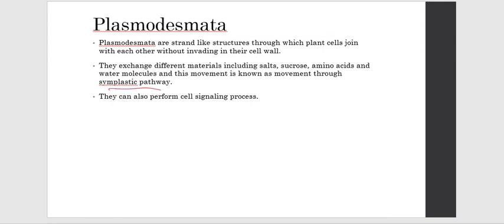The plasmodesmata are not only involved in the transfer of materials from one cell to the other, but they are also involved in the cell signaling process. For example, if a particular signal has to be moved from one cell to another, it can be done through plasmodesmata.